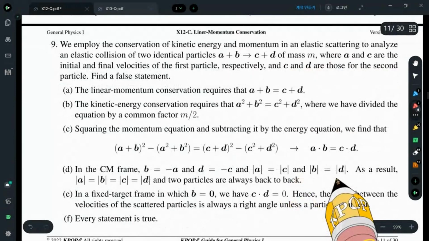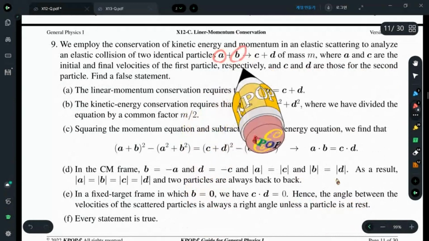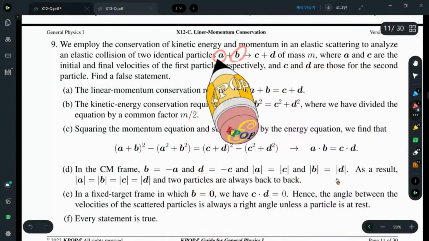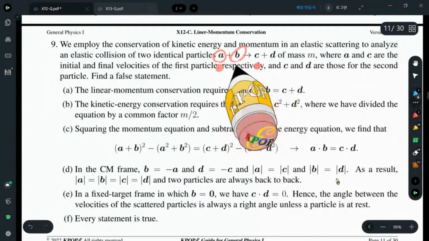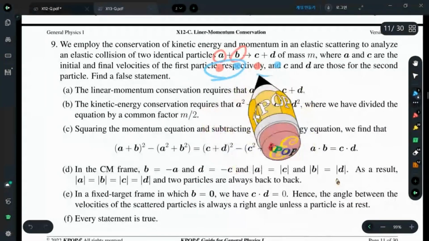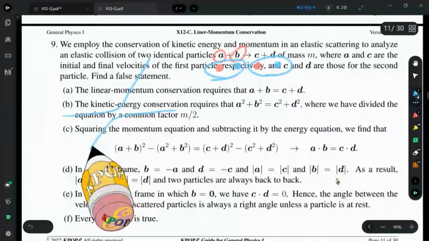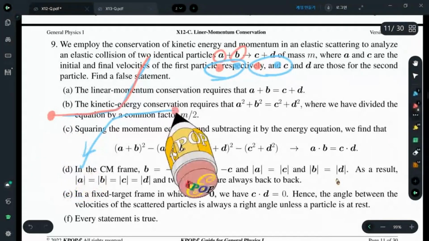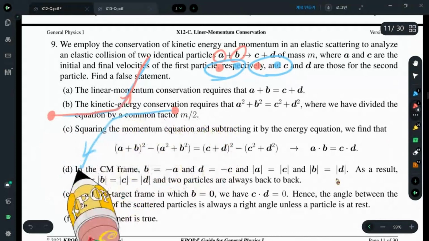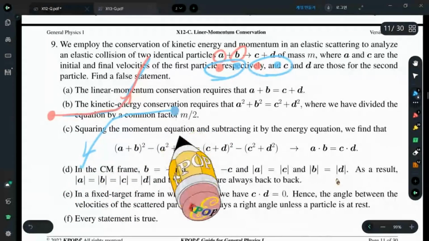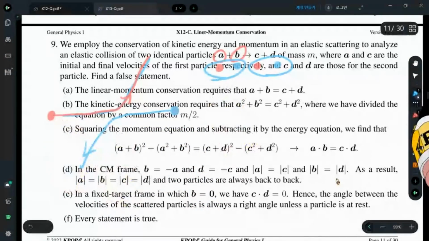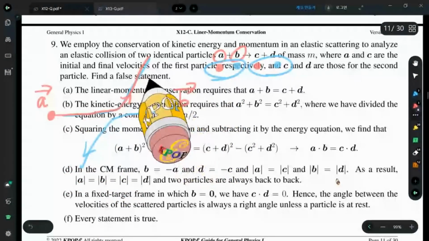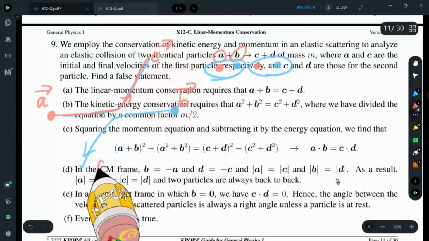And we have another interesting problem. These are two particles, for example, a red ball and a blue ball. They collide and scatter. Red ball and blue ball, they collide, and this is the initial A, B, and the final velocities C and D, something like that.